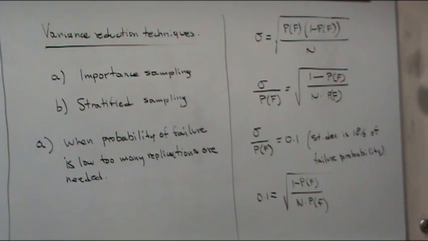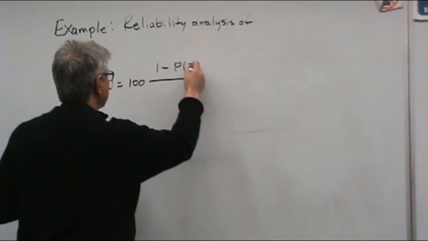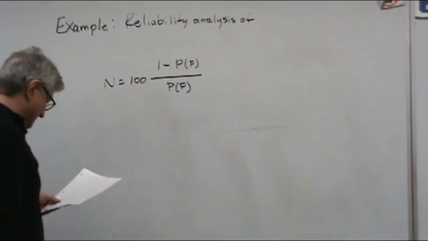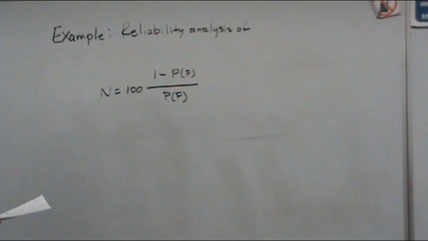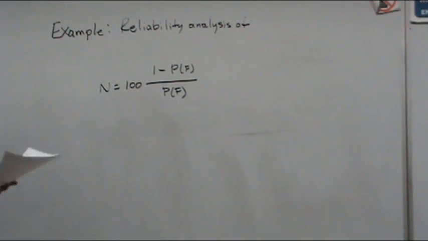Well, if you solve that equation for n, then you have that n, the number of replications required to have a 10% coefficient of variation is 100 times (1 minus the probability of failure) divided by the probability of failure. Okay, that's the equation that you can use to predict how many replications you will need.